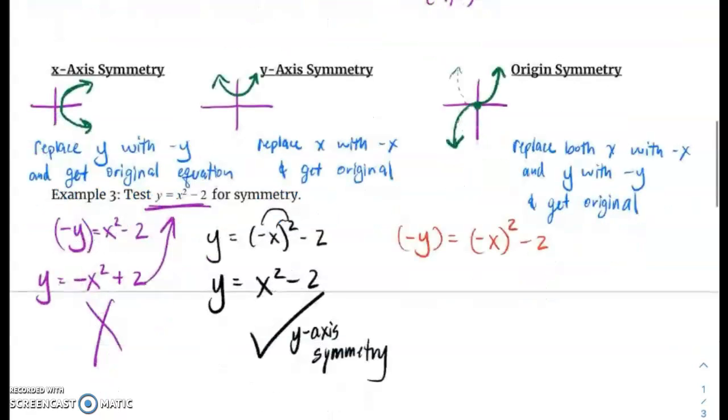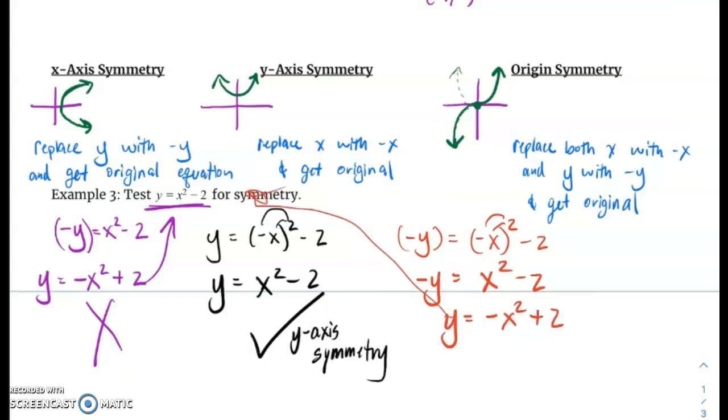And then for origin symmetry, if I simplify this one, I'm going to have negative y. We squared the negative x, so it's going to be positive x squared. Divide that negative to the other side because I'm trying to get y to be positive. And I get something different than the original, so it does not have origin symmetry.